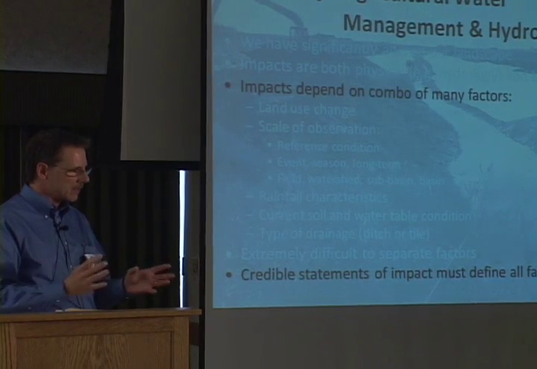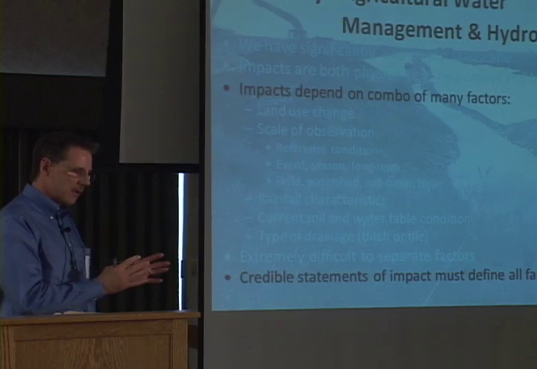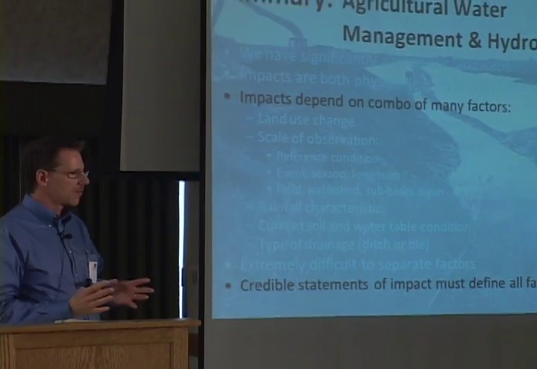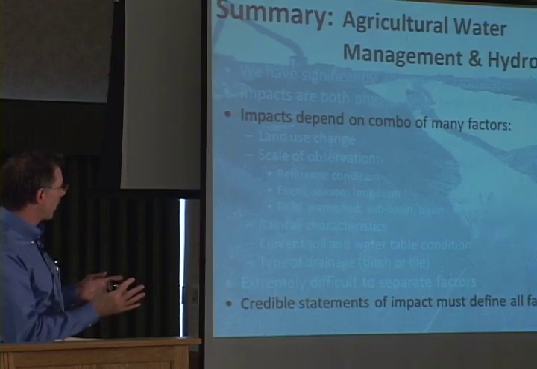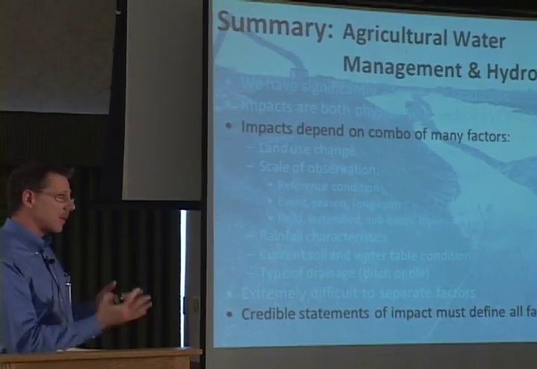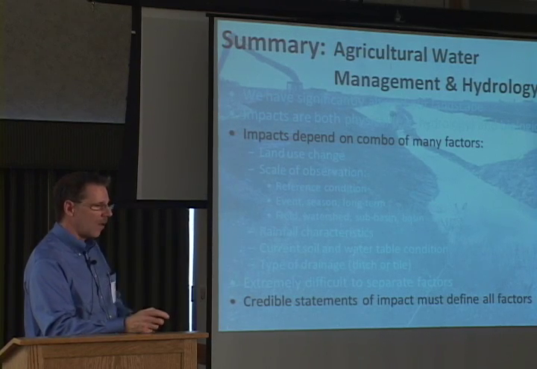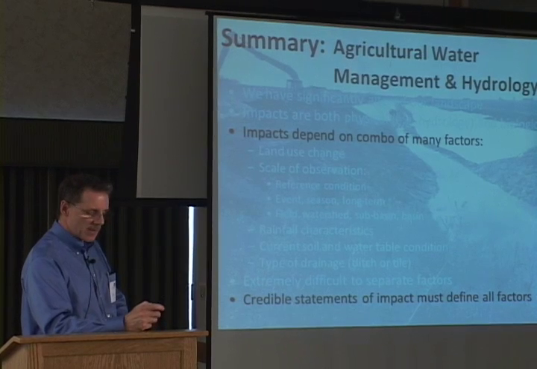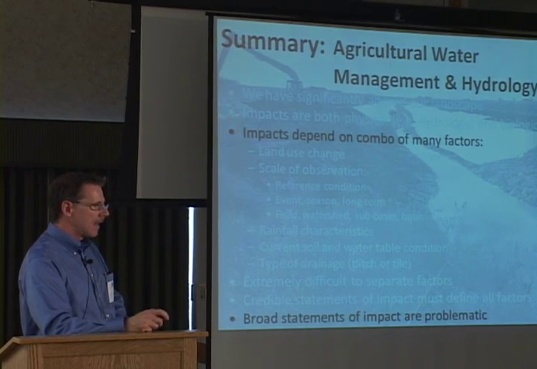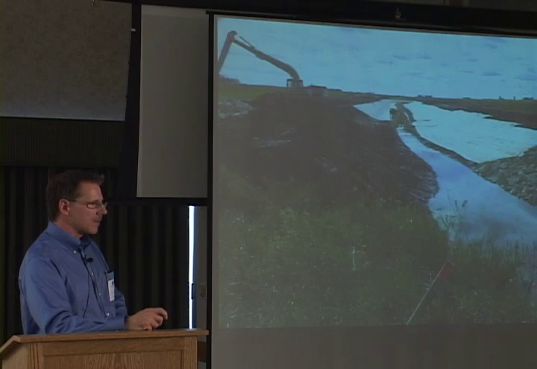So if you're going to make a big general statement, make sure you say what the scale of observation is, where you are on the landscape, what the precipitation event is, what the antecedent conditions are leading up to it, and so forth. So all of that has to be defined if you're going to make some statements about impact. And broad statements are problematic.